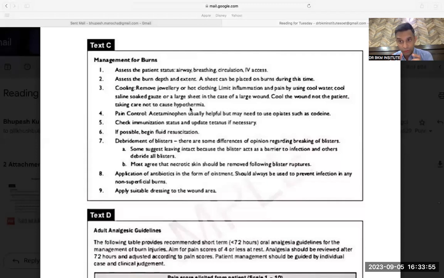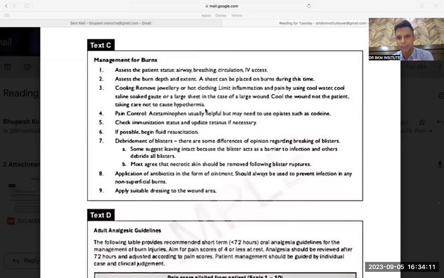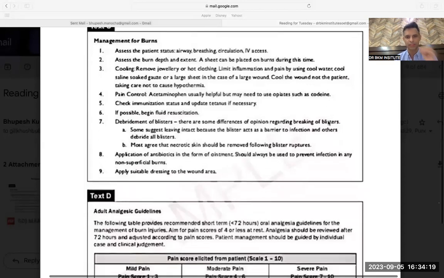Again, I'm telling you, this question paper is a little difficult. In the exam, there would be 4 questions like these. The questions are going to be much easier than this one. Only 4 or 5 questions would be of such kind where the words are shuffled. Otherwise, prepositions will help. In this question, the preposition did not help, but I could see cool the wound, not the patient, taking care not to cause hypothermia. So I think hypothermia should be the answer.